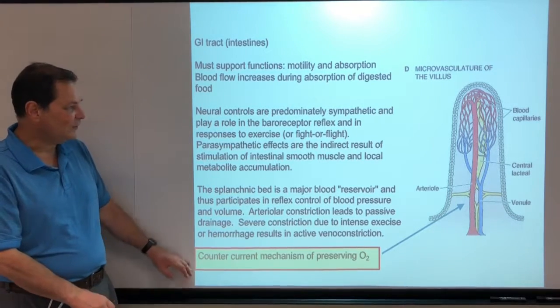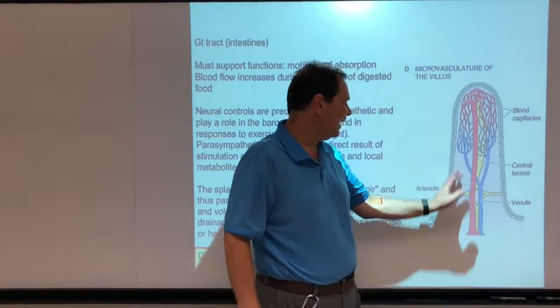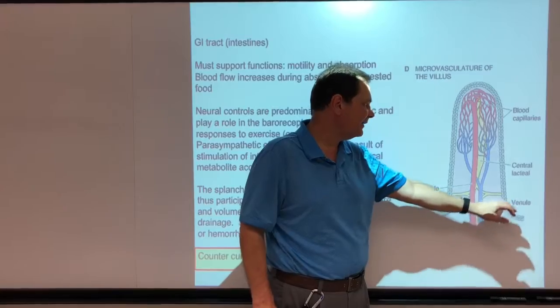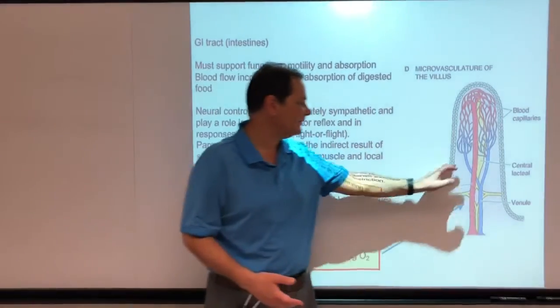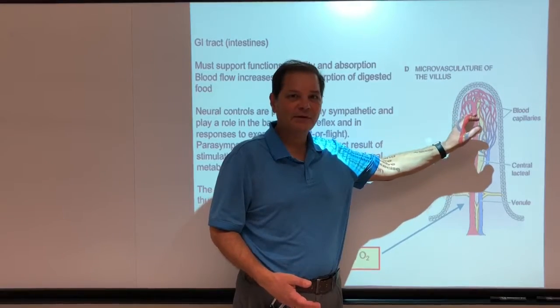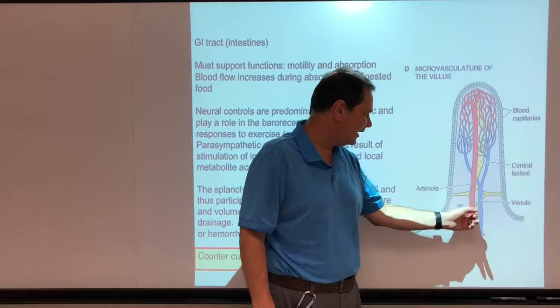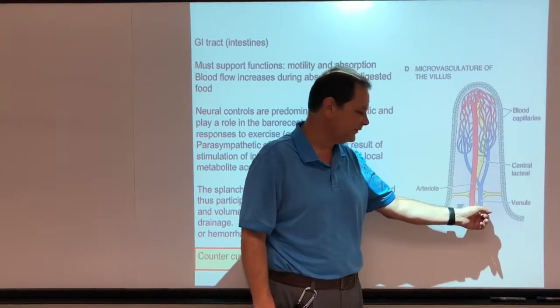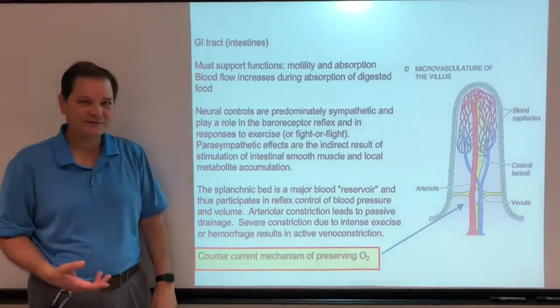And then finally, note the countercurrent exchange here. There's a lot of surface area in your GI tract, and so there's a lot of opportunity to lose oxygen across that surface area from the capillaries. And so what you get is a countercurrent exchange of oxygen, where oxygen will be transferred from the arterial to the venular instead of being exposed to the intestinal tissue.